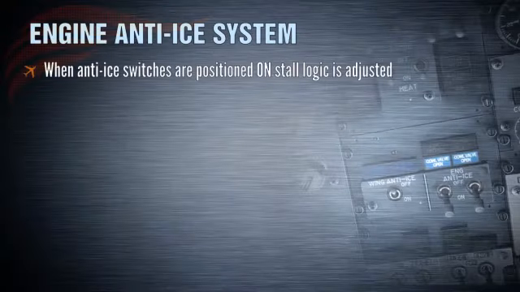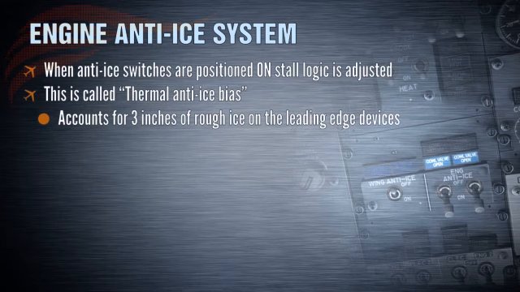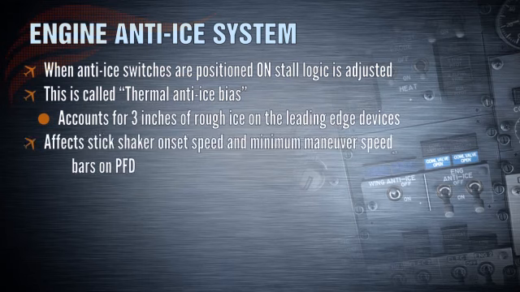When the engine anti-ice switches are positioned on, stall warning logic is adjusted to account for potential ice buildup on the leading edges of the wings. This is called thermal anti-ice bias and accounts for 3 inches of rough ice on the leading edge devices. This affects the stick shaker onset speed and the minimum maneuver speed bars on the PFD speed tape.